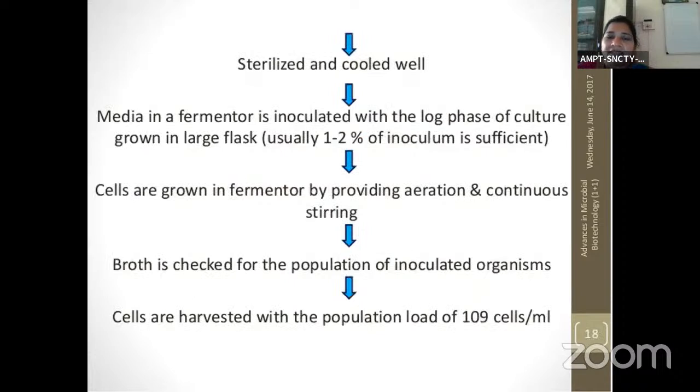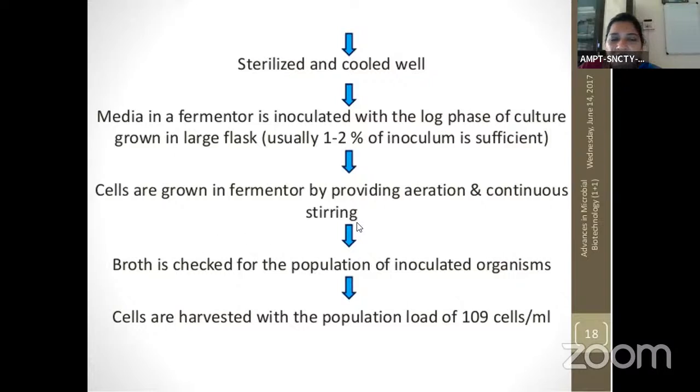Then after that, sterilize and cool well in the fermenter. Fermenter inoculation can be done at the log phase of culture grown in the large flask. Mostly 1 to 2% of inoculum is sufficient for the inoculation. If the sample has reached the stationary phase, it may take more, up to 5 to 10% inoculum, which you can also add to improve the mass production.